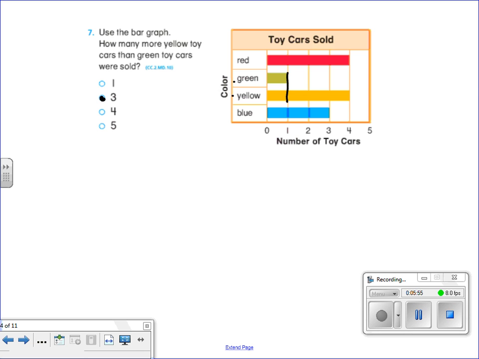3 is correct. Okay, so if you look here, green and yellow, this is where they're the same, but yellow has 1, 2, 3 more. Yellow has 4 cars, green has 1 car, and 4 minus 3 equals 1.